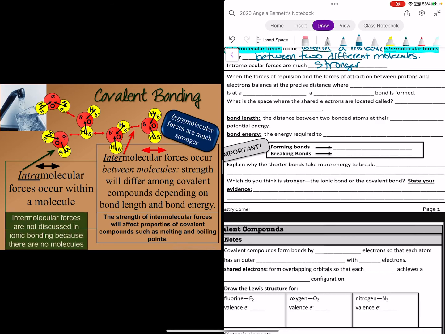Intermolecular forces are not discussed when we talk about ionic compounds or ionic bonding, because in an ionic bond or compound, they're not really a molecule. You have to have something that's covalently bonded together, so all nonmetals, in order to have intermolecular forces.